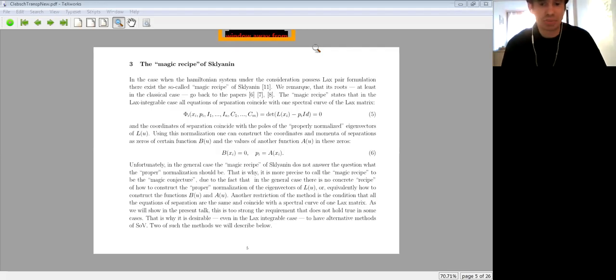Another restriction of the method is the condition that all the equations of separation are the same and coincide with the spectral curve of one Lax matrix. As we will show in the present talk, this requirement is sometimes too strong, and it doesn't hold true in some cases. That is why it is desirable, even if we are treating a Lax integrable case, to have some alternative methods of separation of variables. Two of such methods I will briefly describe below.